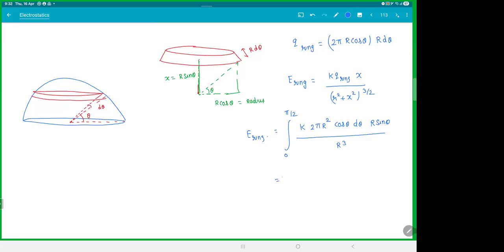K will be 1 by 4 pi epsilon. Something is missing, sigma is missing. Sigma is also there. So that would be sigma by 2 epsilon integral sine theta cos theta d theta, 0 to pi by 2. You can solve that. You'll end up with sigma by 4 epsilon.